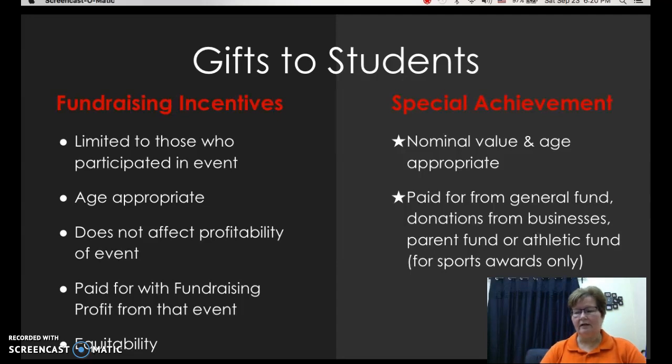The other category is special achievement. These gifts should be nominal in value and again age appropriate. And a little differently, these can be paid for from the general fund, donations from businesses, the parent fund, or in the case of sports awards, they can be paid for from the athletic fund.